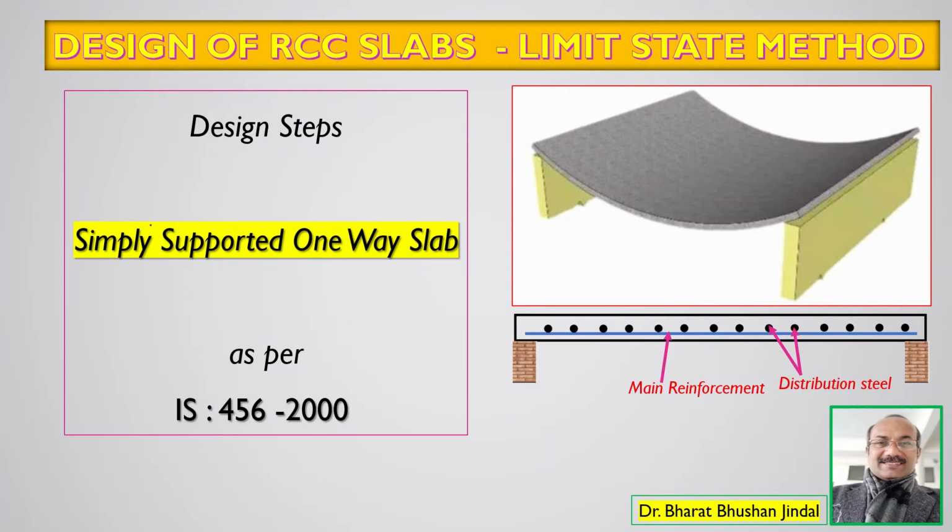Now let us discuss the various design steps which we have to follow when we design an RCC slab with the limit state method, which is a simply supported one-way slab. So we are talking about the one-way slab which is simply supported. What are the various design steps as per IS 456? That we are going to discuss now. So you have to listen carefully.